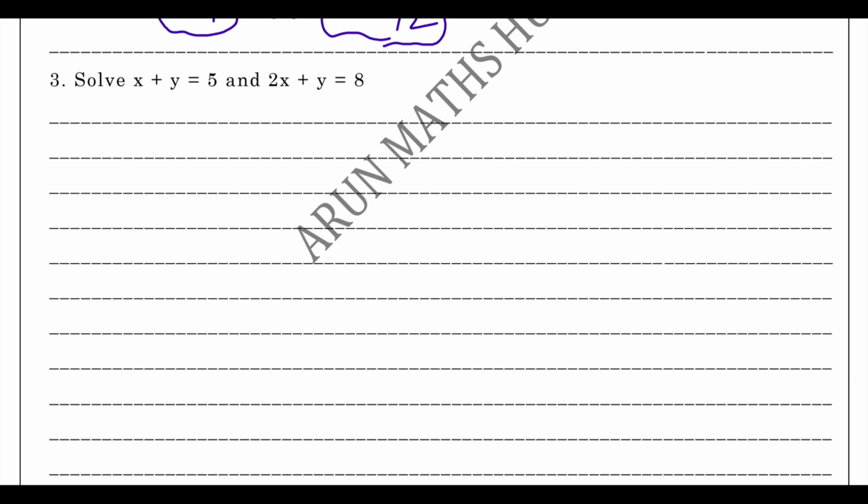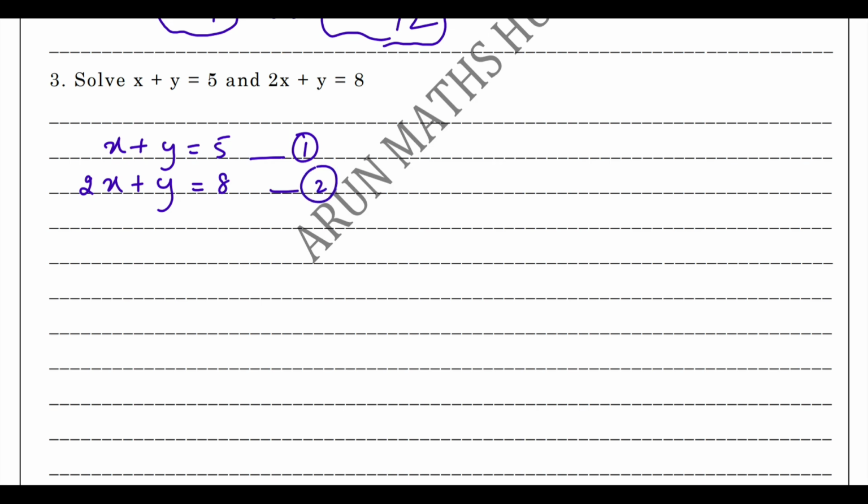Elimination method, where I eliminate any one of the variables, x or y. The given equations are x plus y equals 5. Take this as equation 1. The next equation is 2x plus y equals 8. Take this as the second equation.